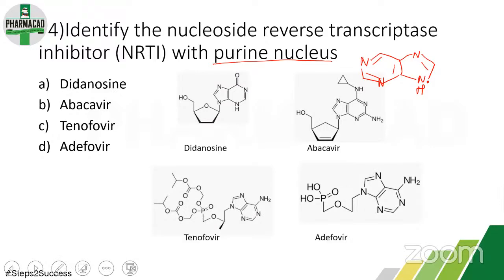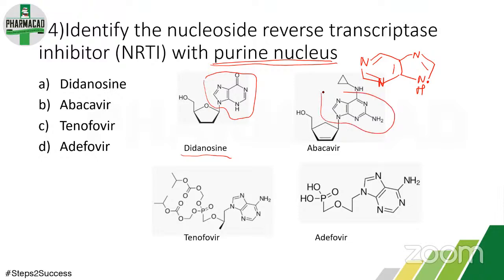Okay, what are they asking? They are asking for the drug with the purine nucleus. All these four are nucleoside reverse transcriptase inhibitors, but you can observe that didanosine is having the purine nucleus. See, this nitrogen is not with hydrogen, even in this case. Okay, so the correct option is option A, didanosine.